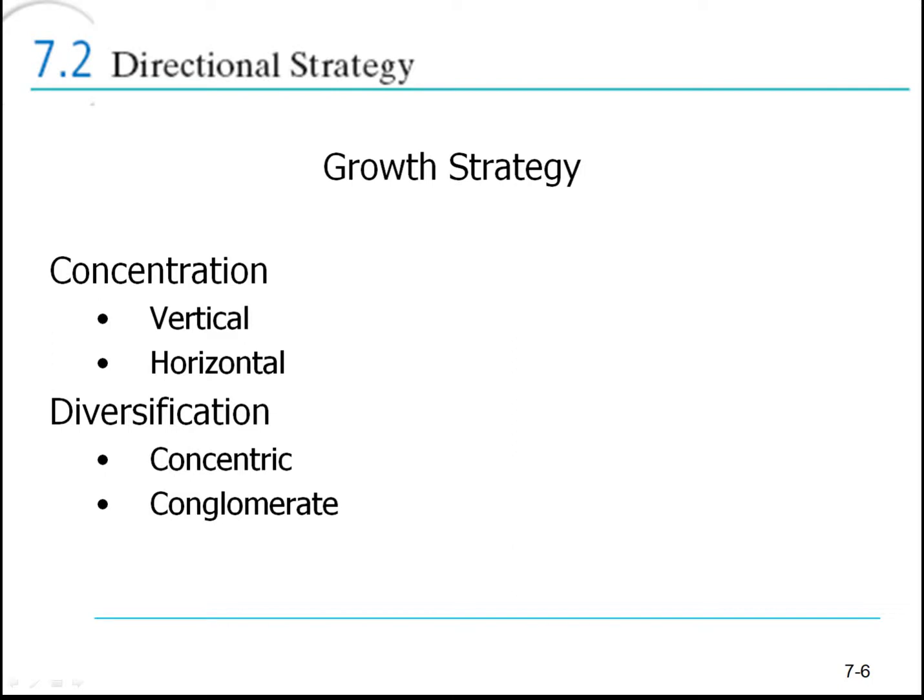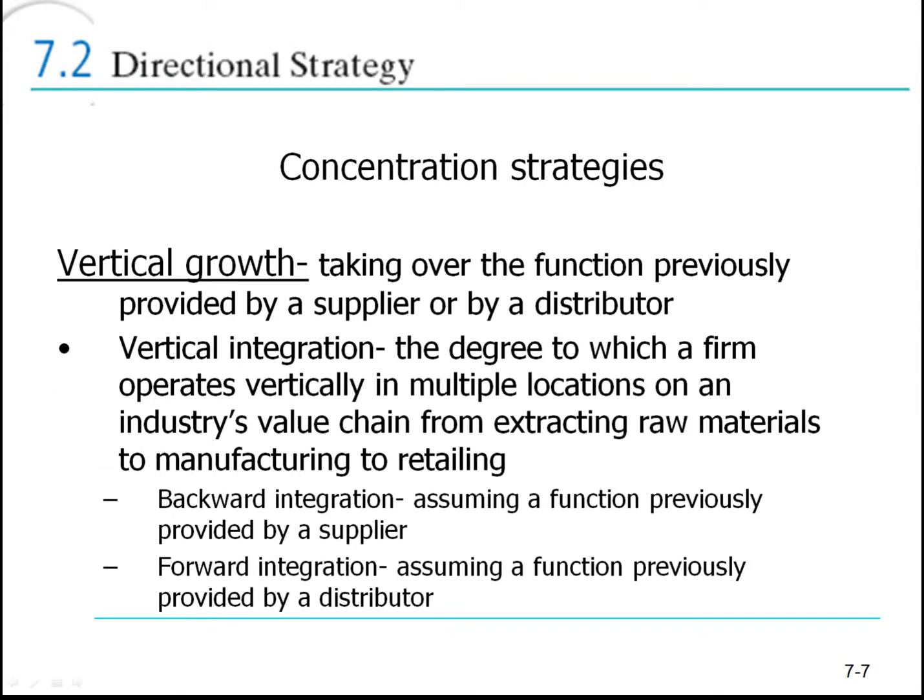With growth strategies, we have two different categories. You can call concentration strategies, and the other one is called diversification strategies. Underneath concentration strategies, you have two different approaches. You have vertical growth and horizontal growth. We'll talk about each of those in a moment. Under diversification, you have concentric growth, and then you have conglomerate growth, and we'll talk about those in just a few slides. So let's get started by talking about the vertical growth.